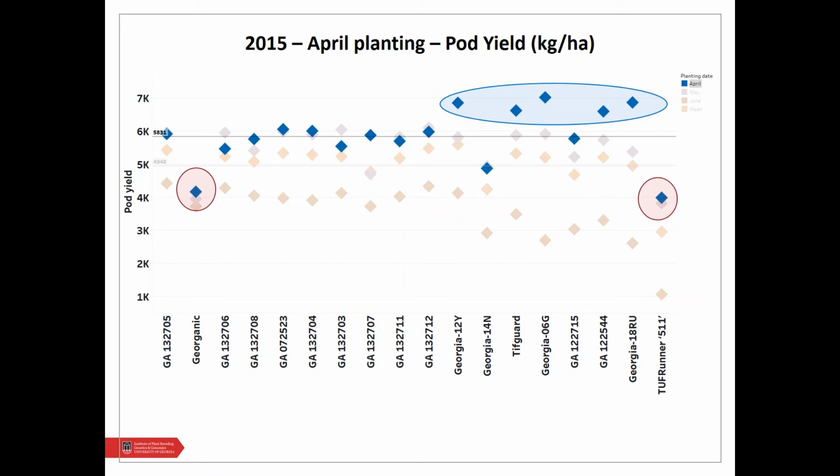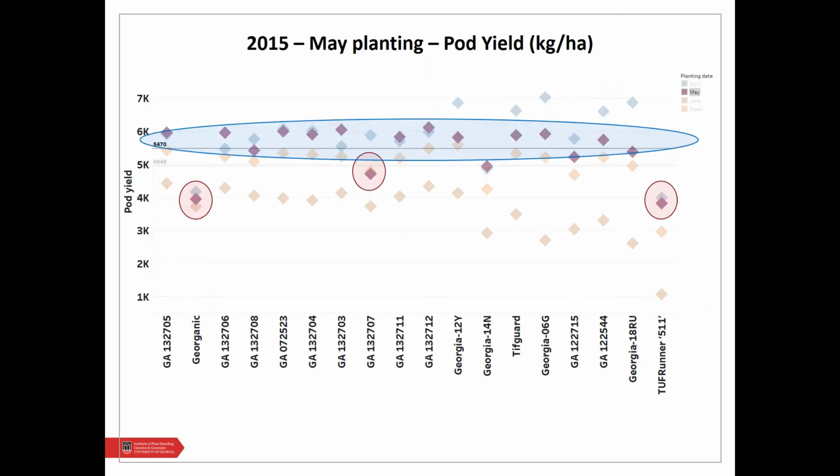In the April planted trial, interestingly, several lines with high levels of leaf spot were in the highest yield group, including Georgia 18RU, Georgia 06G, Tifton, and Georgia 12Y. The highest yielding group was quite large for the May 2015 trial.